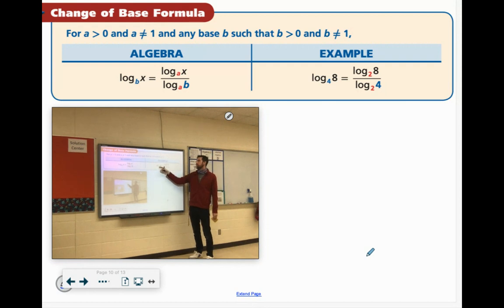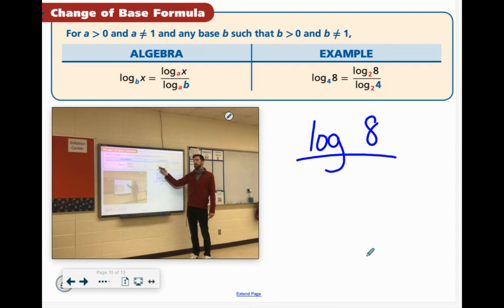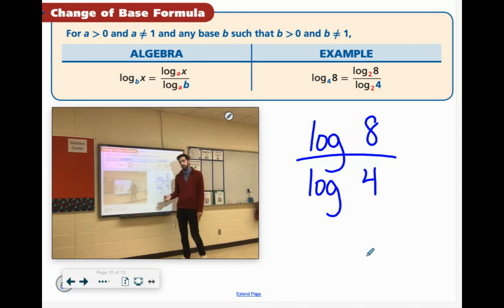Look at this first example, log 4 8. What you can do is kick the 8 to the top, so you make it log 8 over, and then the little 4 goes to the bottom, over log 4. Now you can make the bases whatever you want.